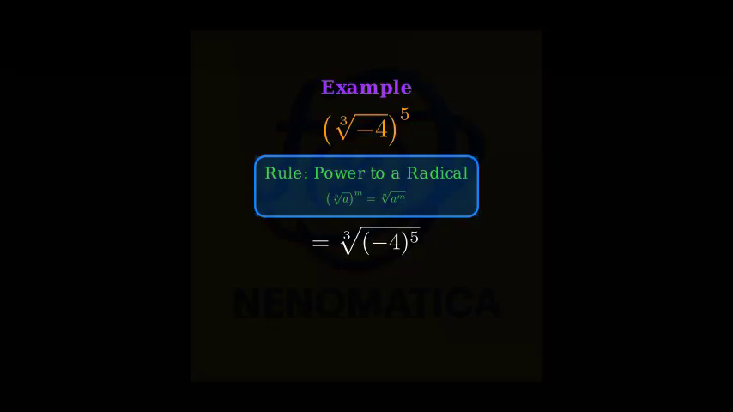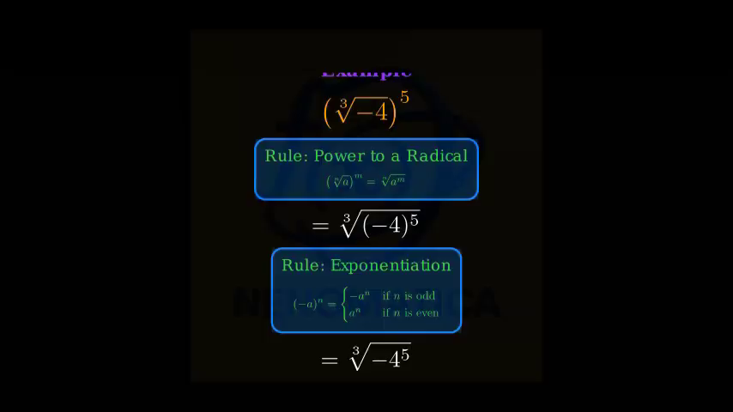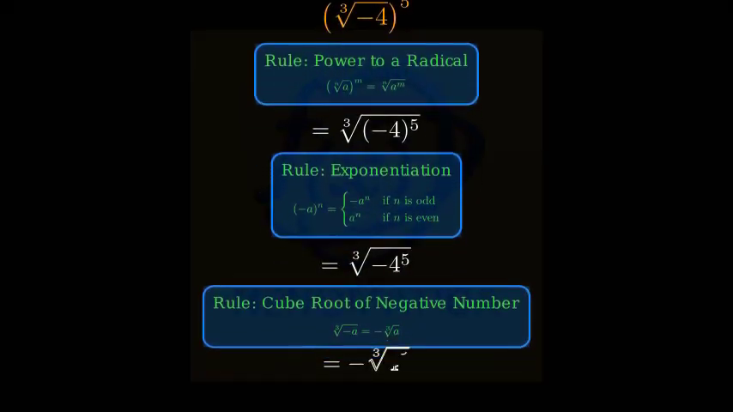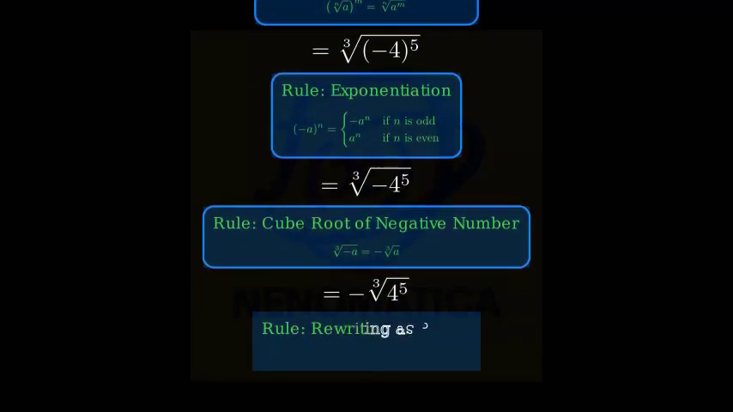In the second step, we'll calculate -4 to the fifth power. When we raise a negative number to an odd power, the result is still negative. For our third step, we need to handle the negative sign carefully. When taking the cube root of a negative number, we get a negative result because cubes of negative numbers are negative. So the cube root of -4 to the fifth power equals negative cube root of 4 to the fifth power. In the fourth step, we'll rewrite 4 as 2 squared.